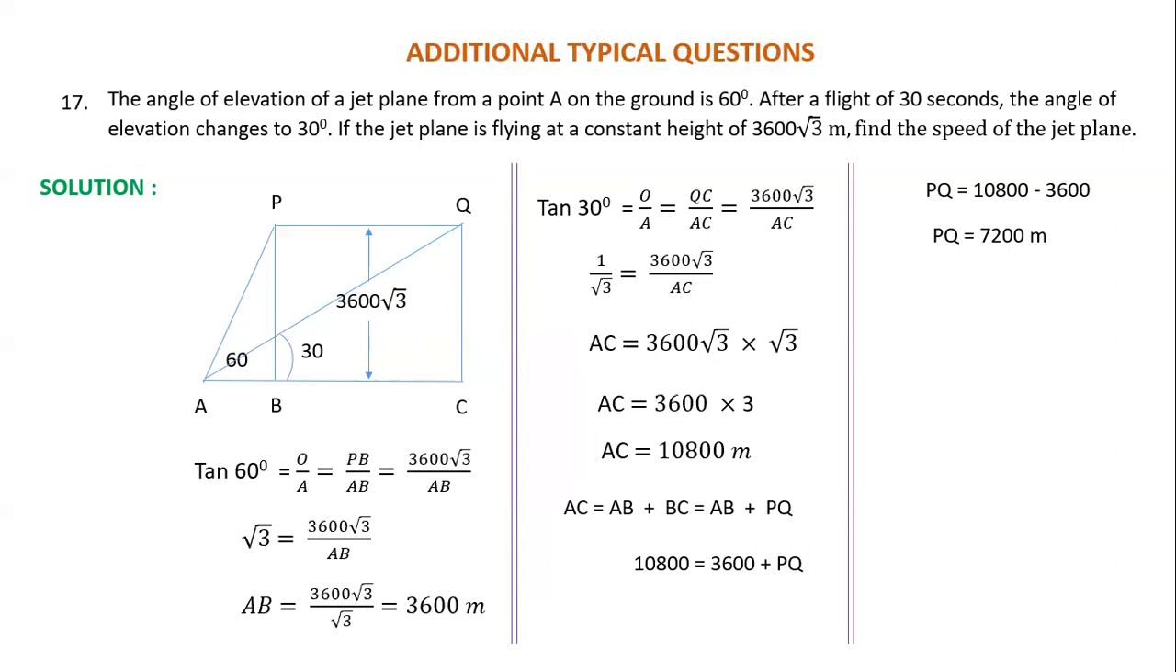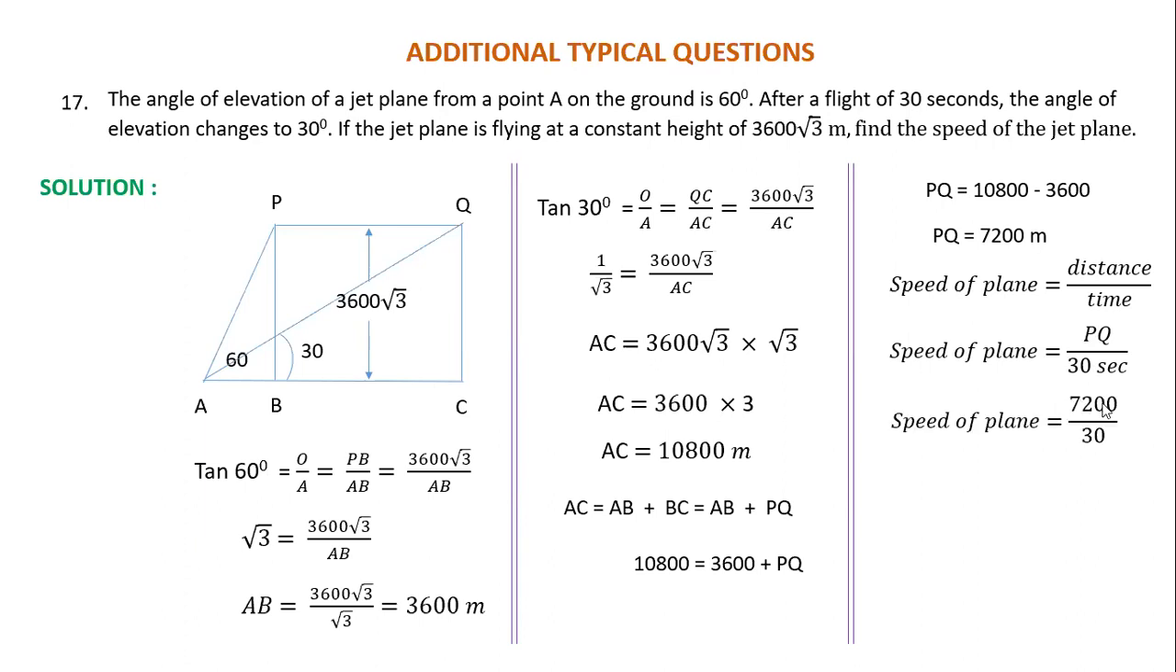PQ is 7,200 meters. Therefore, if PQ is 7,200 meters, this is the distance it has traveled in 30 seconds. So you know the speed of the plane is distance upon time. You have studied in physics. So distance is 7,200 meters and time is only 30 seconds. So speed is equal to PQ upon 30 seconds, that is 7,200 upon 30, which is equal to 240, because this is in meters and this is in seconds. It is meters per second. So the plane is flying at a speed of 240 meters per second.